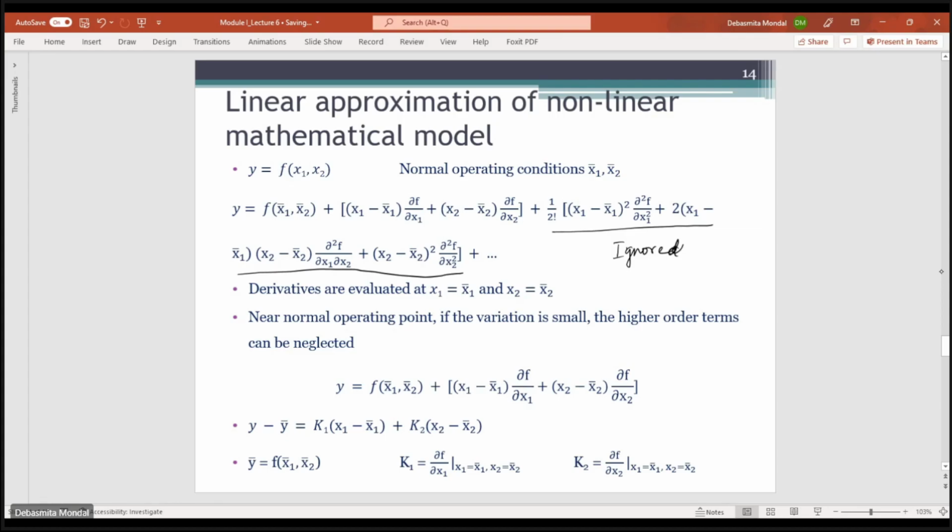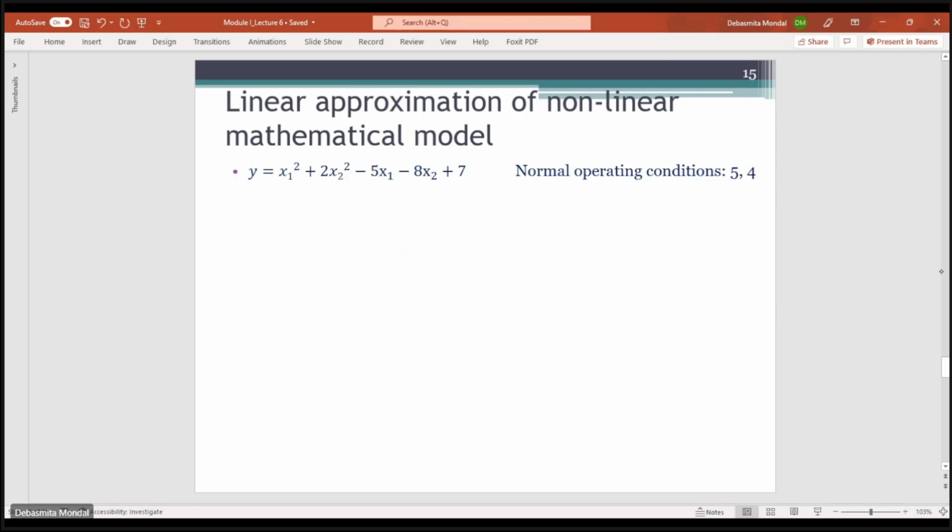And similarly, you can substitute these partial derivatives with some constants k1 and k2, because they are calculated at the values of x1 bar and x2 bar. So you will get two constants, and this is the final linear equation around this operating condition. Similarly, if you have more than two variables, you just write the Taylor series expansion, ignore the higher order or second order terms, and you will land up with a linear relationship between the input and the output.